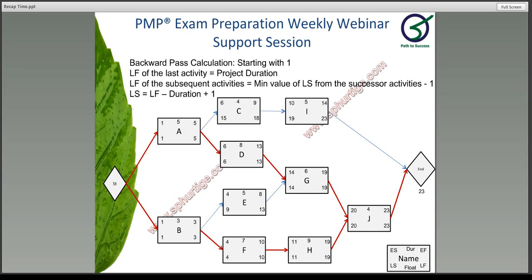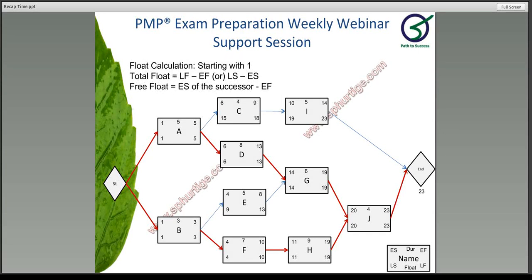So this is how typically we work out the backward pass starting with 1. Float is also the same formula. There is no change in identifying your float. It is going to be the same whether you're starting with 0 or you're starting with 1.